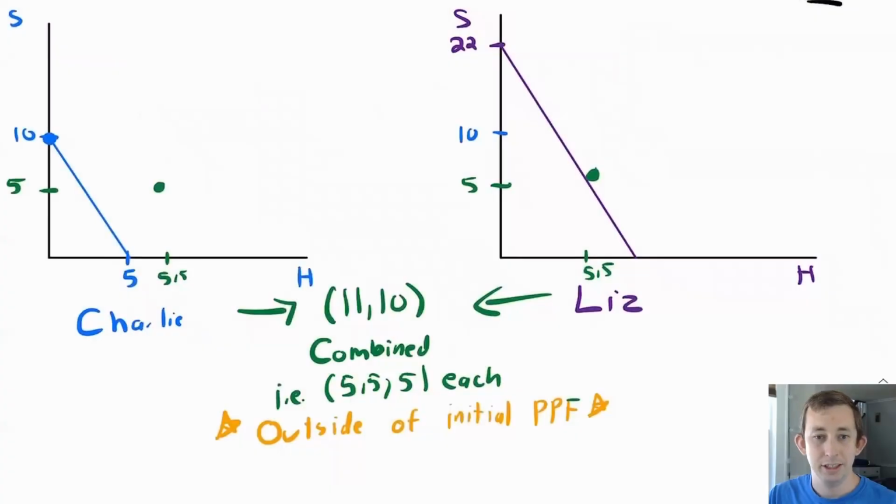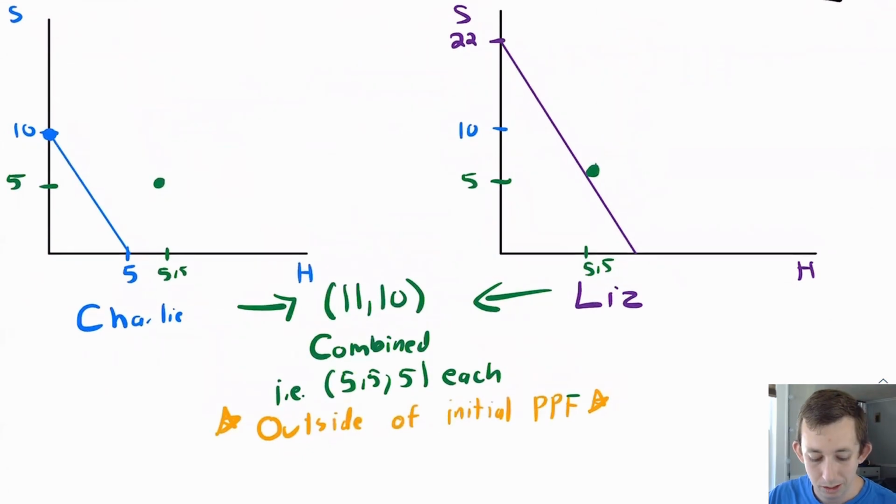And what this is going to do, notice that here for these PPFs for both Liz and Charlie, I'm just using a constant opportunity cost to make it easier. So notice that if Charlie makes only scarves and Liz makes only hats, Charlie's going to end up much higher than he could have if he was just alone. And Liz, she's going to be just outside of her PPF, not as much as Charlie is.